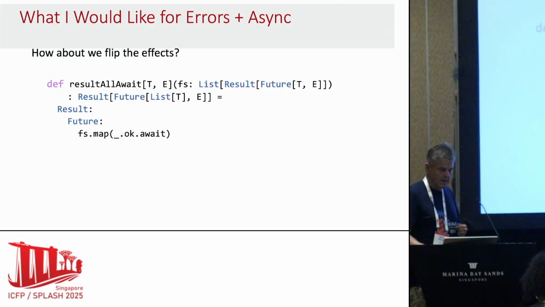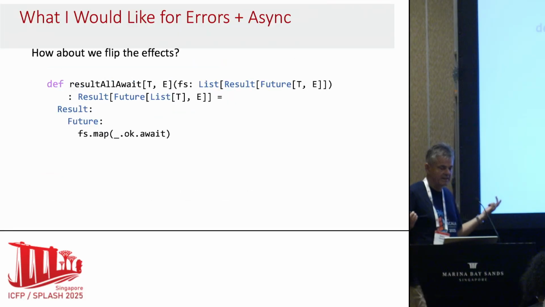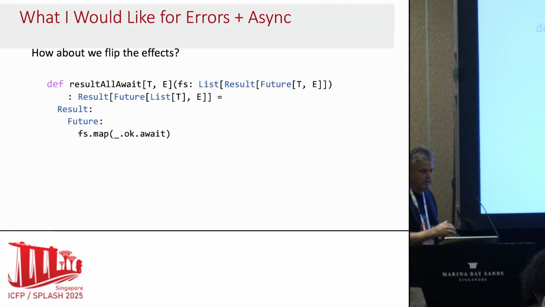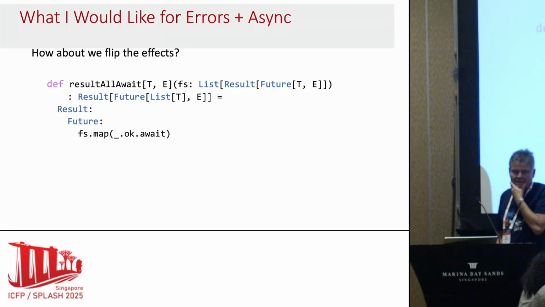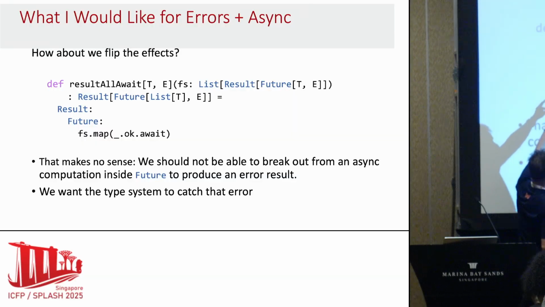Okay, that just looks super simple. Is there a catch? Yeah, in fact, there can be problems. So to experiment with that, let's just turn it around and say, instead of future of result, we now do result of future. We should be able to do the same thing. We have result, future, fs.map, await. Does that make sense? That makes no sense, actually, because we shouldn't be able to break out from an async context, which is this future, to produce a result.